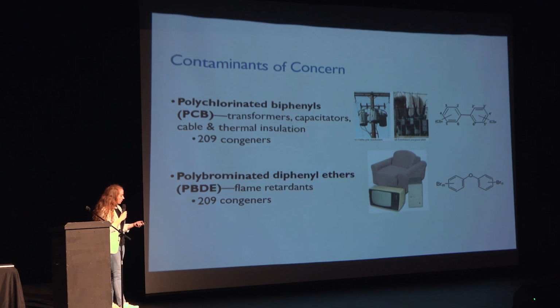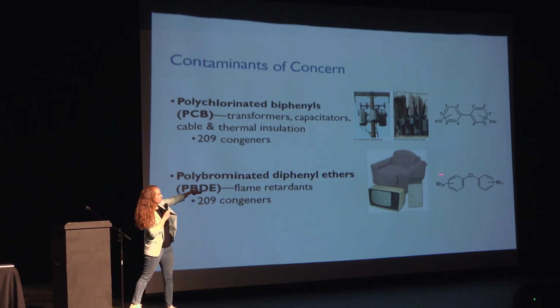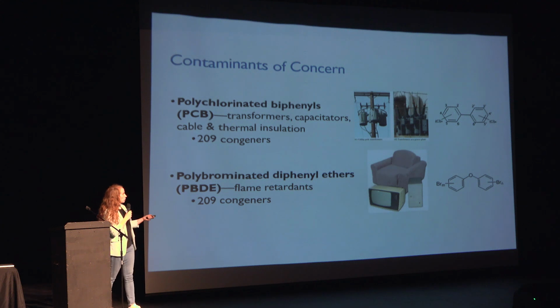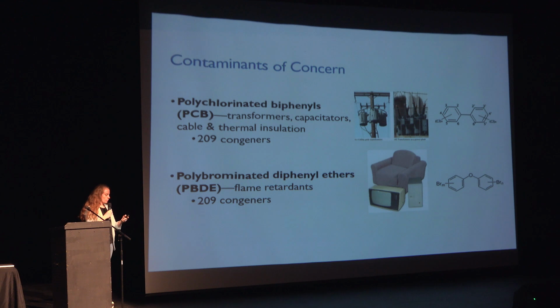What's unique about these two chemicals over here on the right, and I won't get into too much of the chemistry, is that their chemical properties are unique because there's a potential for them to have 209 different congeners, or 209 different versions, in the environment. And so each version is unique. Depending on how many chlorines or bromines are on each of these benzene rings, you get a different version of the PCB or PBDE.